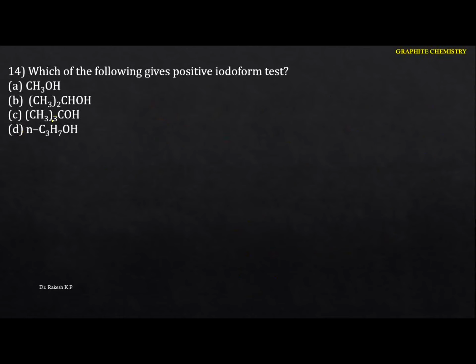Which of the following gives you the positive iodoform test? Okay, remember one of the concepts, especially for the iodoform test here. If a particular compound contains a keto group containing CH3, if the CO group contains CH3, it always answers the iodoform test. Let me take the first one here.